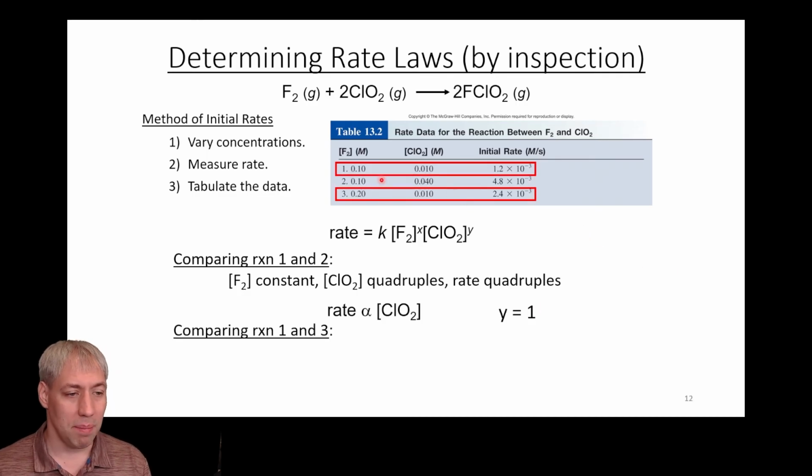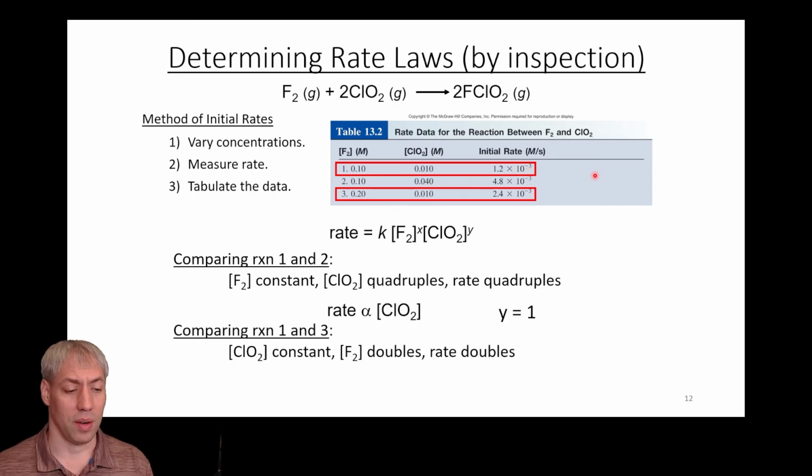We can do the same thing to figure out how much F2 matters. We do that by keeping ClO2 constant, which means comparing reaction 1 and 3, 0.01, 0.01. ClO2, we don't care what happens to that. We're only looking at what happens when we double the concentration of F2. Then we look over here at our initial rate, and we have doubled the rate of the reaction. So if ClO2 is held constant, F2 doubles, the rate doubles, that has the same relationship. The exponent on F2 has to be 1.